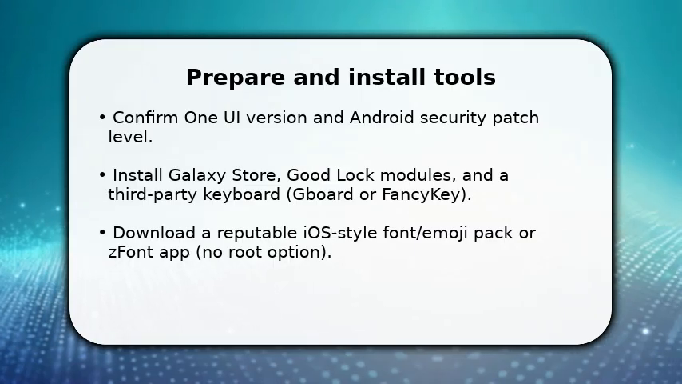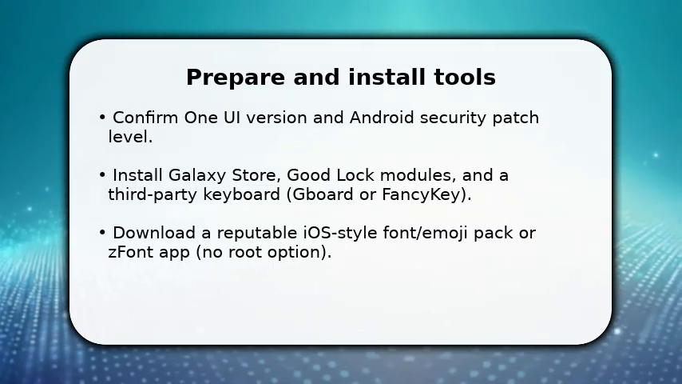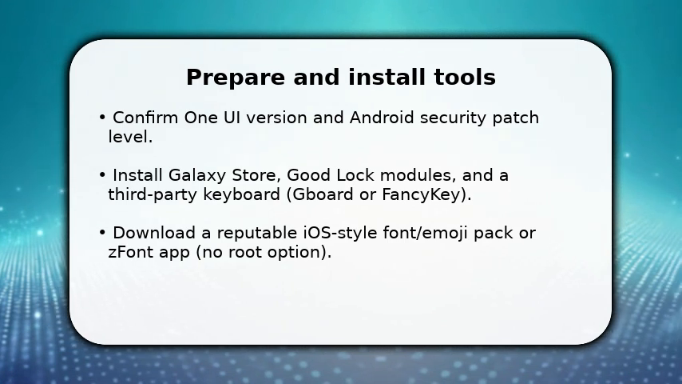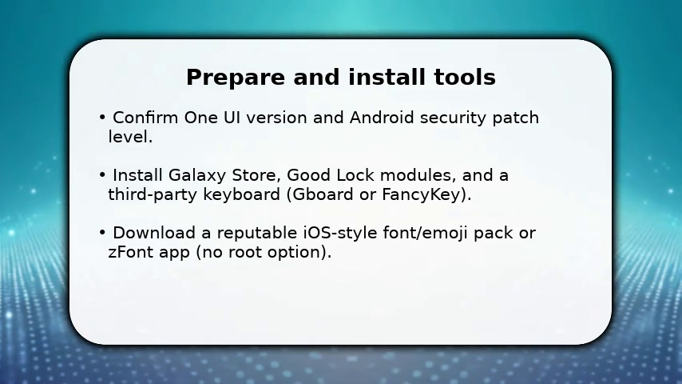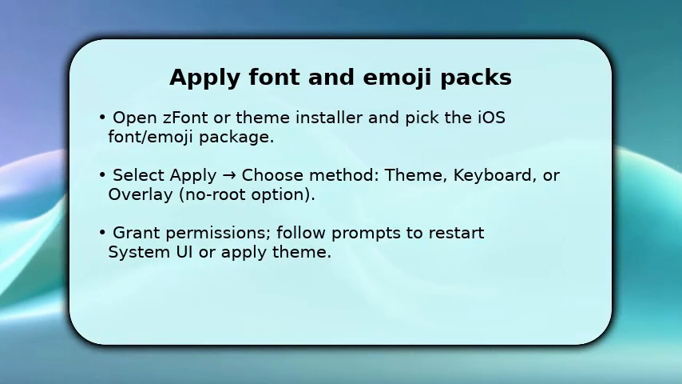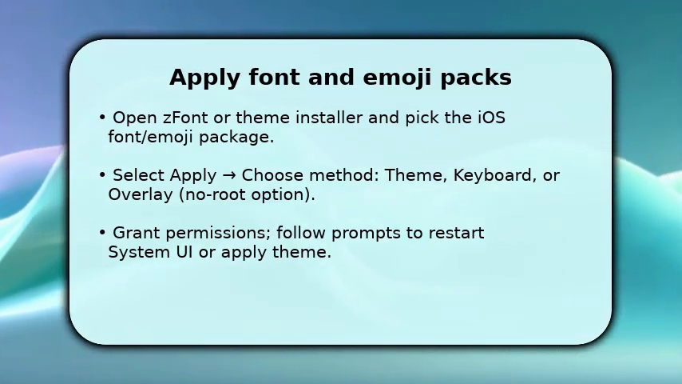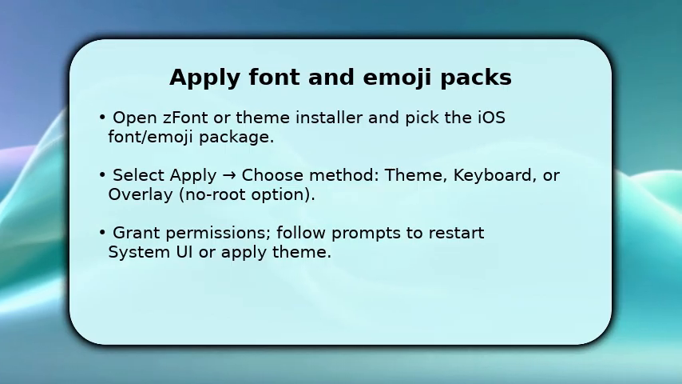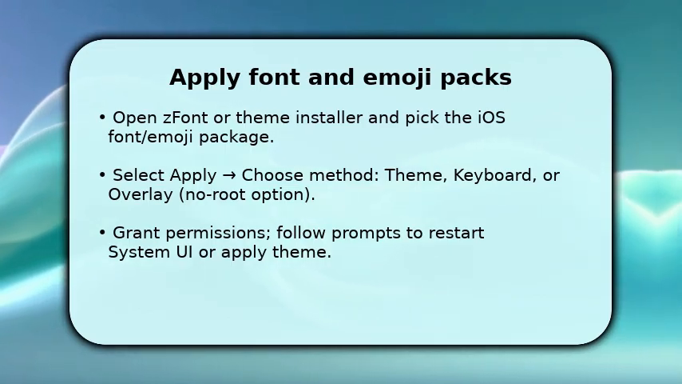Once done, make sure downloads match your Android level so the theme installer can apply changes cleanly and avoid conflicts. You now apply the selected pack. Open the theme or Z Font app and pick the iOS font plus the emoji set. Choose the no root apply method.